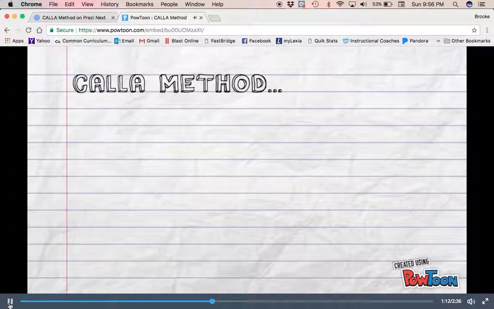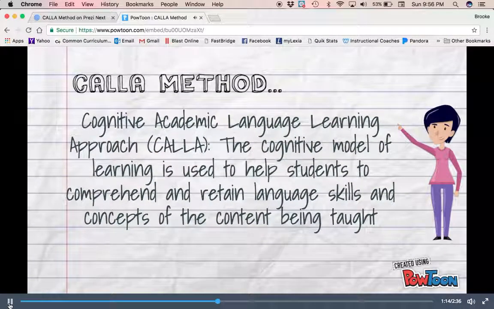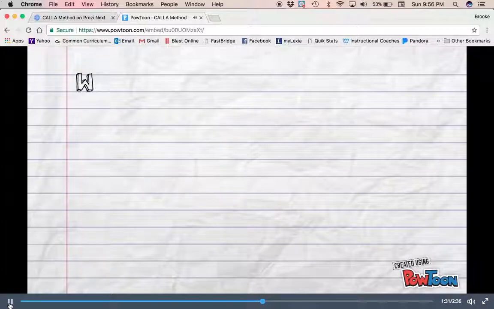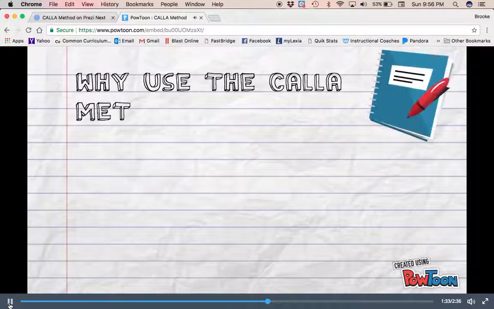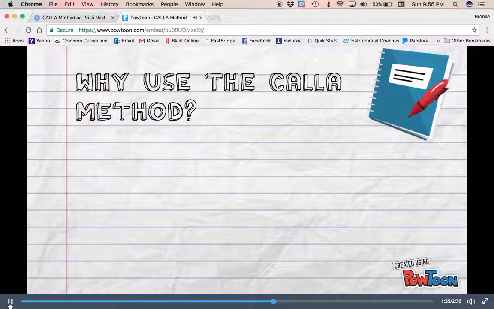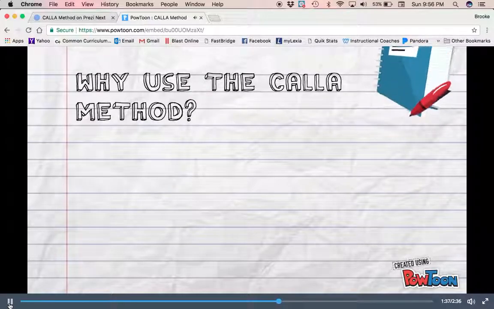Cognitive Academic Language Learning Approach, or CALLA. The cognitive model of learning is used to help students to comprehend and retain language skills and concepts of the content being taught. The researchers found that the ELs were still underperforming and wanted to find a way to engage the students.